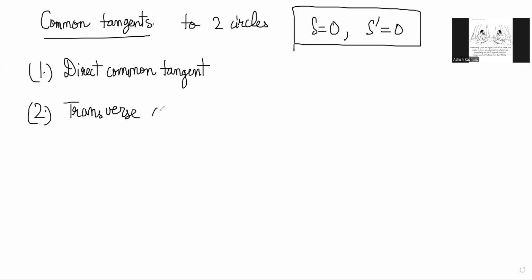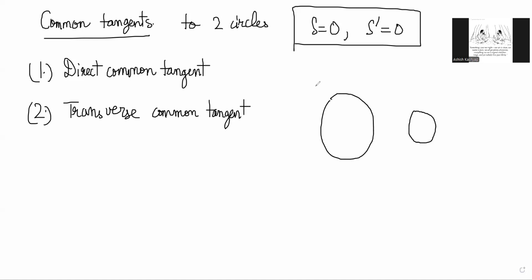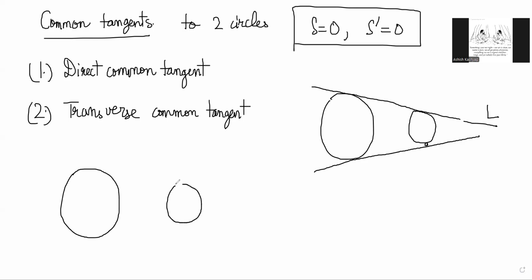So direct common tangents are common tangents which are on the same side. So for example, there is a circle like this and a circle like this. This is known as a direct common tangent. This line L is tangent to both the circles but on the same side. Similarly, this is a direct common tangent, right? And a transverse common tangent would be a tangent like this, which is tangent to the circle on two opposite sides, right? These are transverse common tangents.